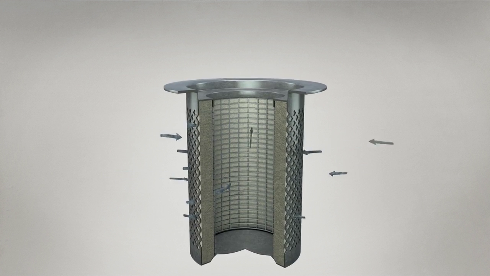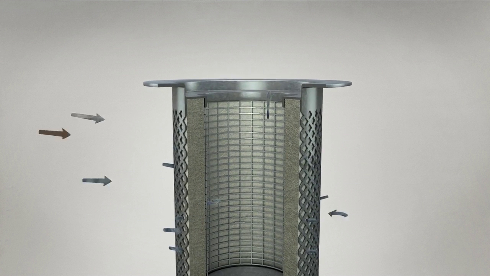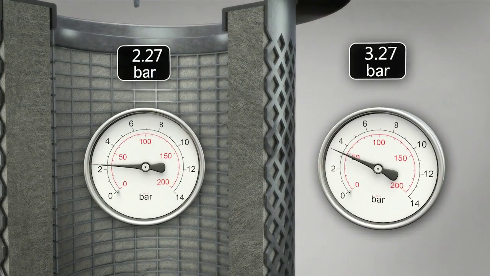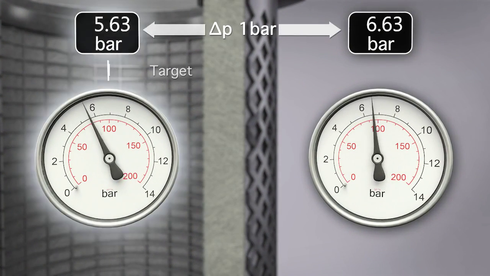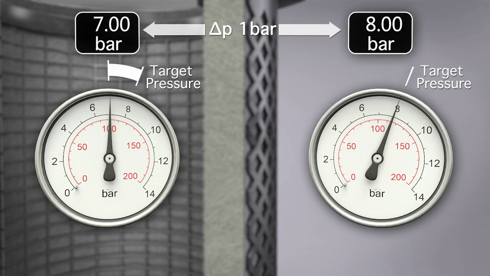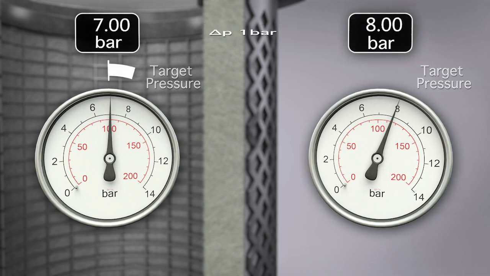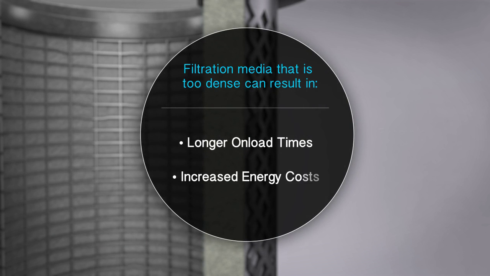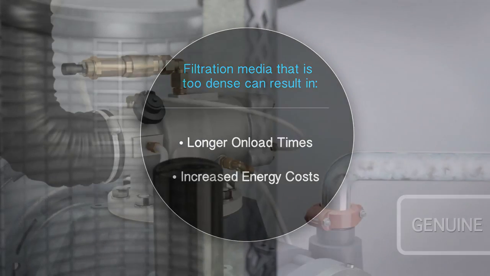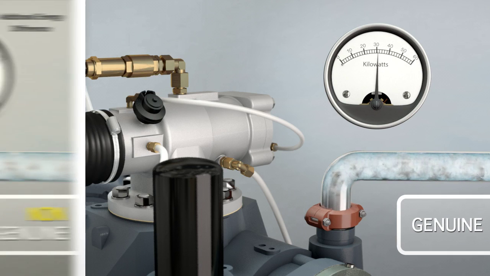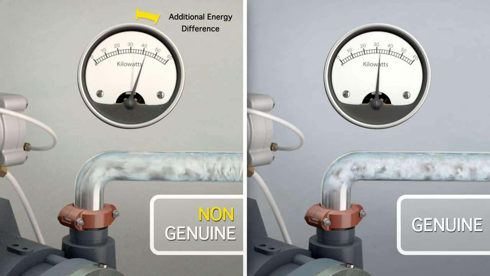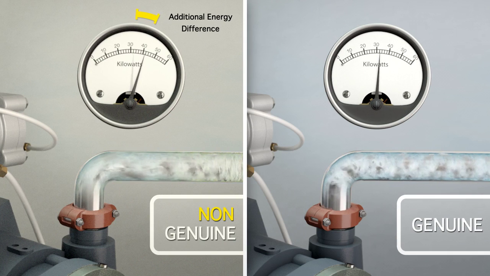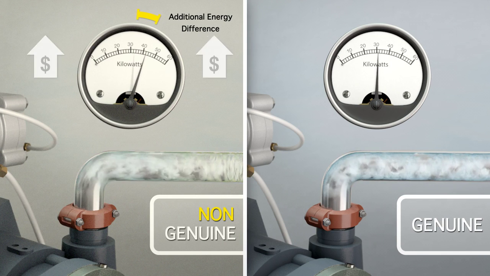Filtration media that is too dense will restrict airflow, creating an increased pressure differential across the element. Consequently, the compressor will continue to think its target pressure hasn't been reached, when in fact it has. The result: longer on-load times and increased energy costs. It also means your compressor has to work harder to generate the additional pressure needed to compensate for the pressure drop, putting unnecessary load on your motor and further adding to your energy costs.